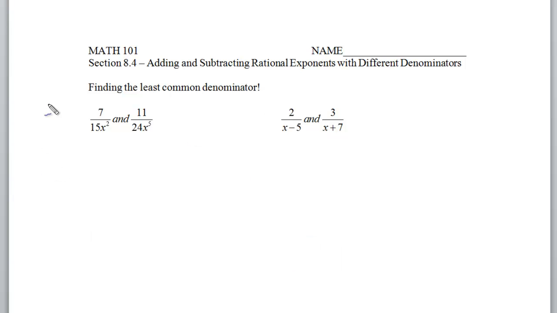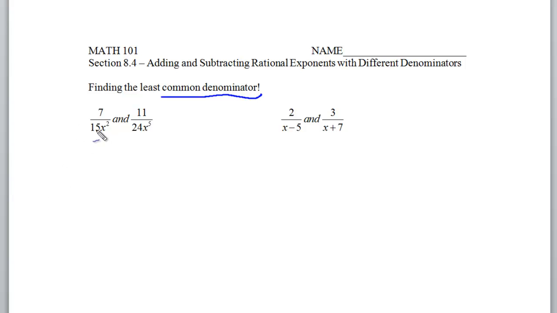Okay, so taking a look at this first problem. 15 and 24, those multiples are not very close. The job right now that we're doing is to just find the common denominator. We're not going to do anything with the numerators at all.